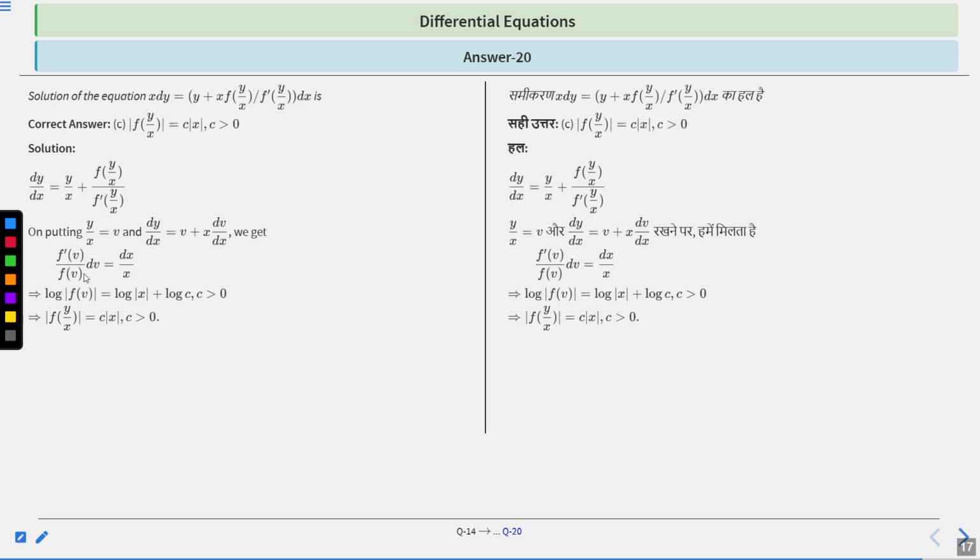Therefore, log mod f(v) is equal to log mod x plus log c, where c greater than 0. Therefore, mod of f(y by x) is equal to c mod x, where c greater than 0. Clear? This will be the solution of this differential equation. Therefore, option C should be the right choice.